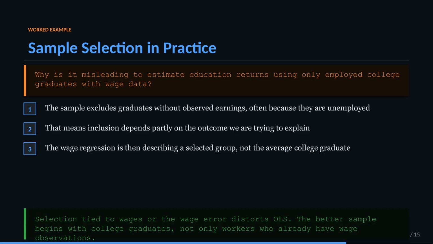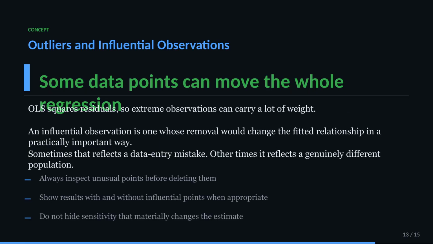Think about estimating returns to education using only employed college graduates with wage data. That sounds natural, because wages are only observed for people who are working, but employment itself is part of the selection process. If the unemployed are excluded, the sample is no longer representative of all college graduates. The wage equation is then describing a selected subset, not the broader population. The right fix is not a better standard error. The right fix is a better sample design, ideally one that starts from all college graduates and then records employment outcomes.